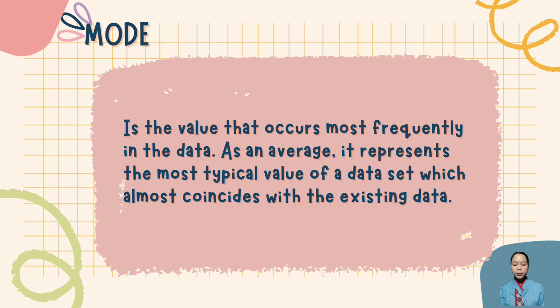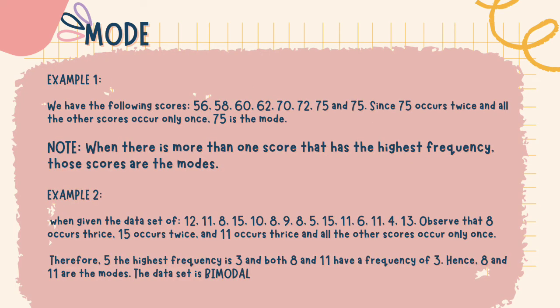Let us move on to the last one, which is mode. What is mode? Mode is the value that occurs most frequently in the data. As an average, it represents the most typical value of a data set, which almost coincides with the existing data. Some data sets do not have a mode because each value occurs only once. Meanwhile, some data sets can have more than one mode. This happens when the data has two or more values of equal frequency, which is greater than that of any other value.